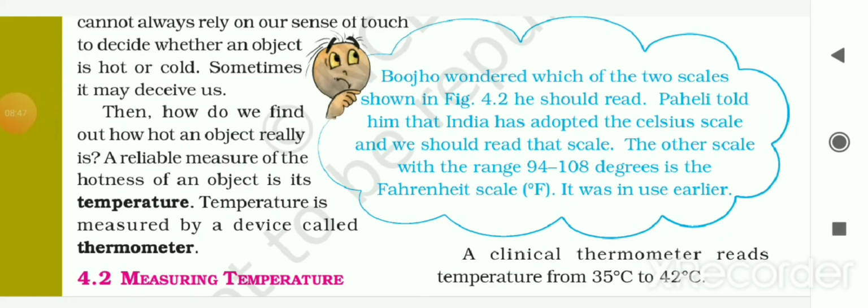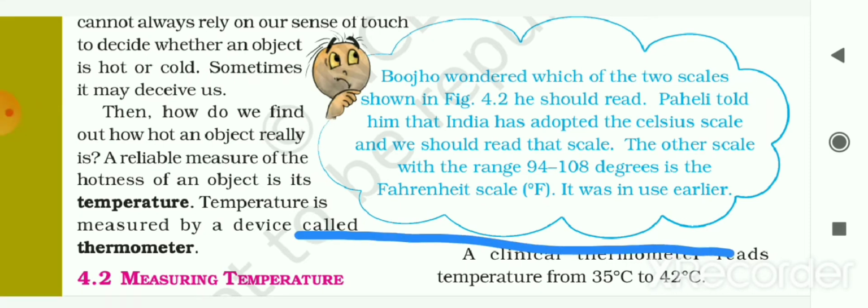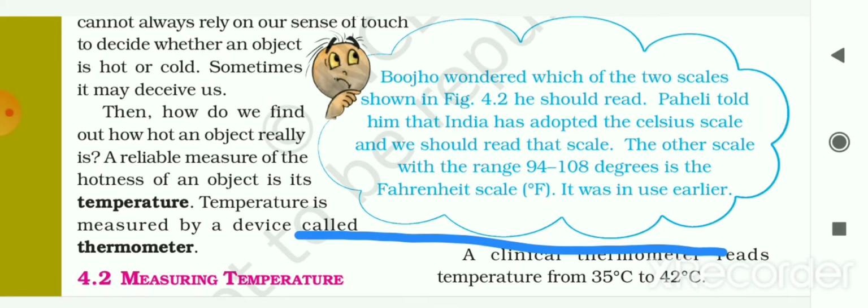So now Boojho wondered which of the two scales shown in figure 4.2 he should read. Paheli told him that India has adopted the Celsius scale and we should read that scale, and the other scale with the range 94 to 108 degrees is the Fahrenheit scale, and it was in use earlier. So we have to consider the Celsius scale.